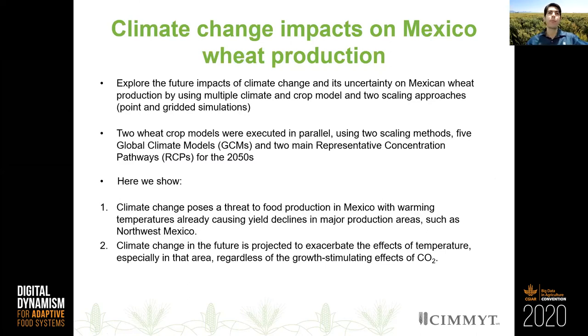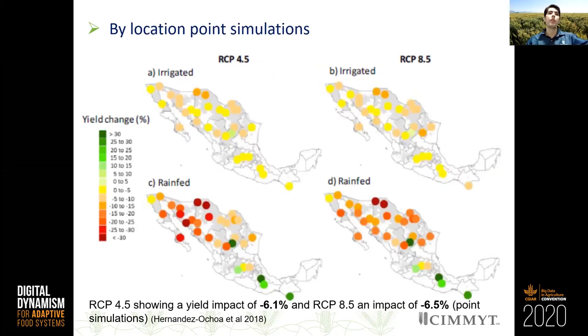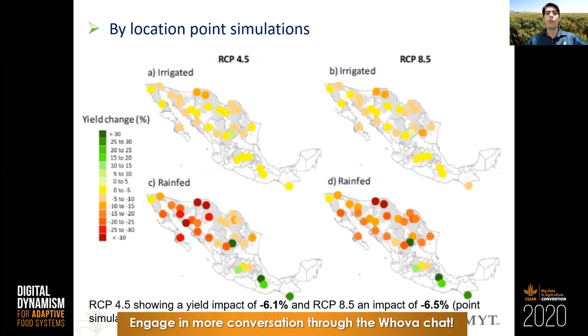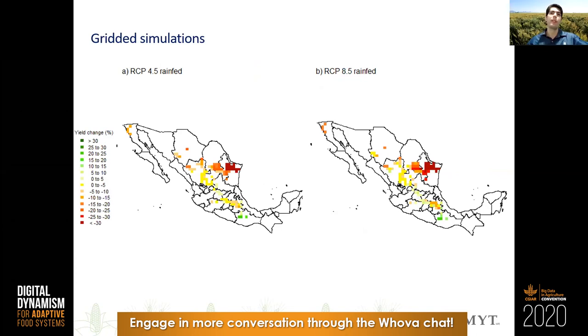is projected to decrease the wheat yield in response to increased temperature, regardless of the growth stimulating effects of CO2. So here are the results for the point simulation. For point simulation, we show a yield impact of -6.1% for the RCP 4.5 and -6.5% for the RCP 8.5. And here, we showed similar results with gridded simulation. So this is for rain fed, on the left the 4.5, and on the right the RCP 8.5.